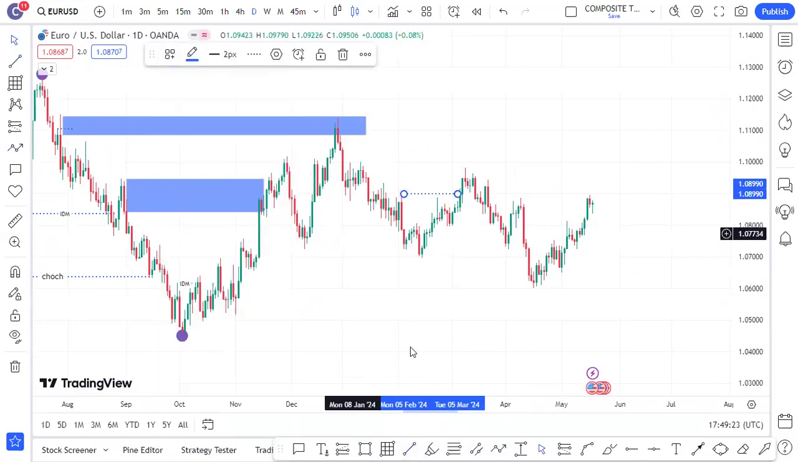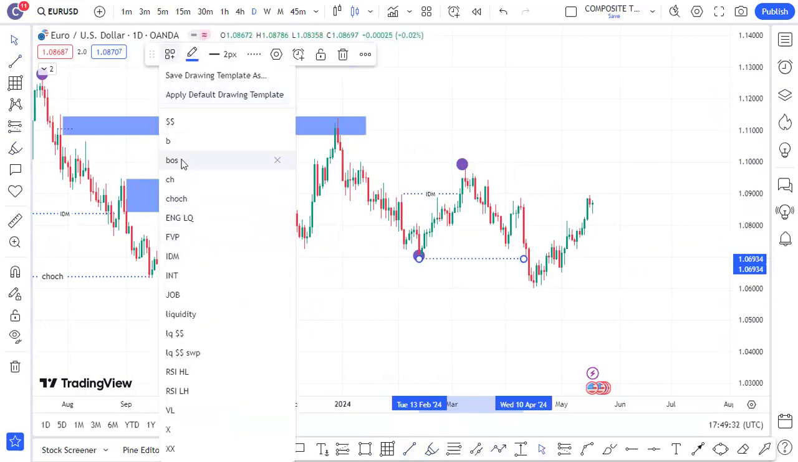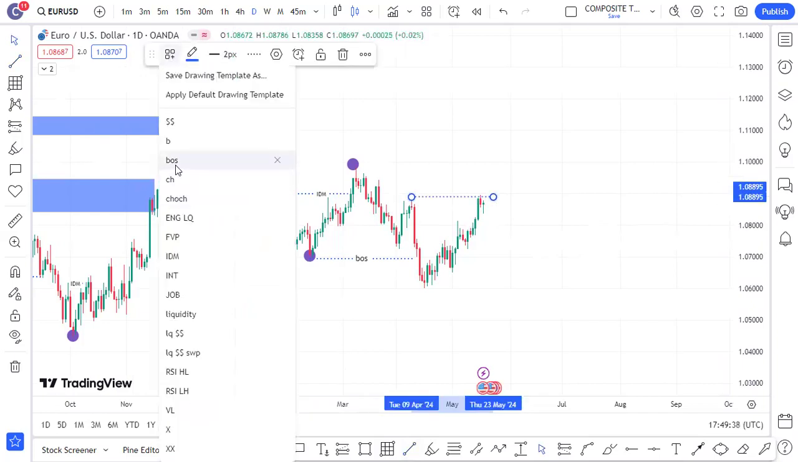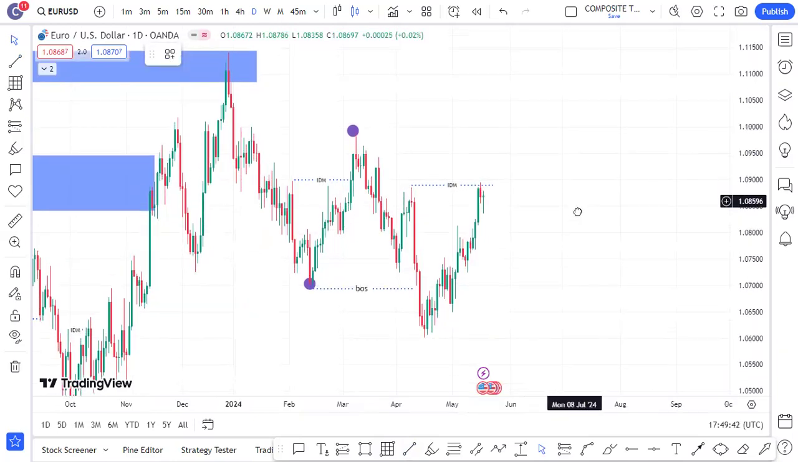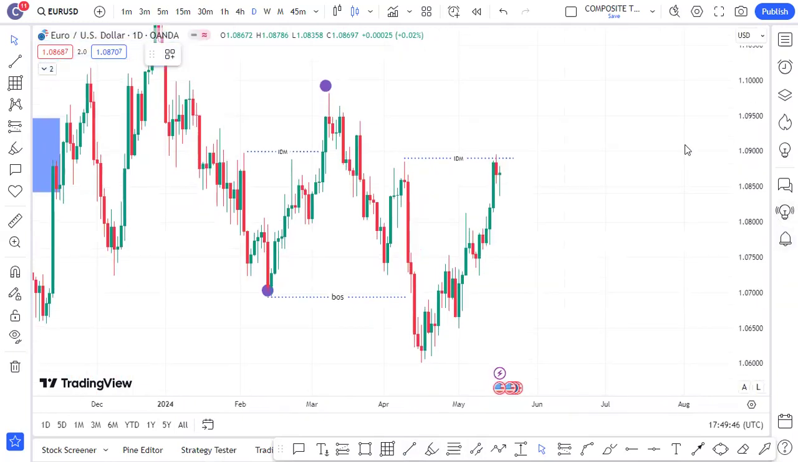EURUSD daily time frame. This is a low, this is a high. You got a break of structure here, right? The boss, there's a boss, and our inducement is here, right? This inducement must be taken out, and you see the market has swept inducement. So there's our point of interest, definitely. A point of interest, net supply available.